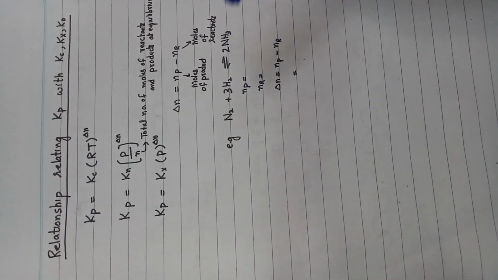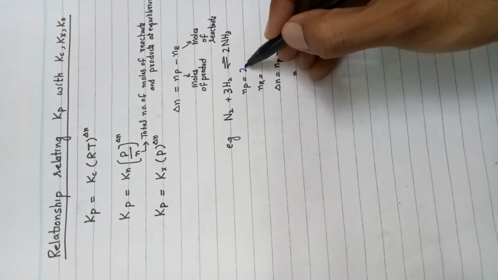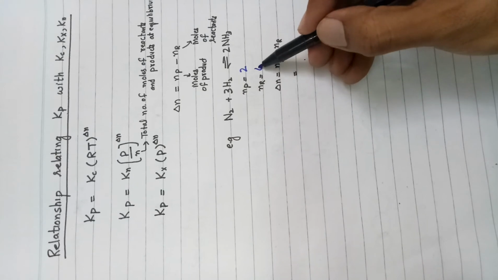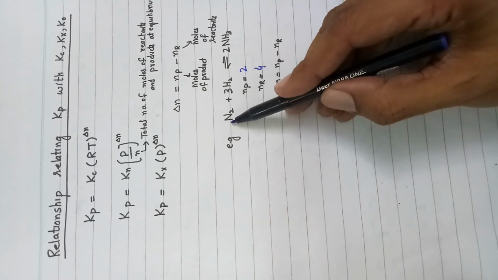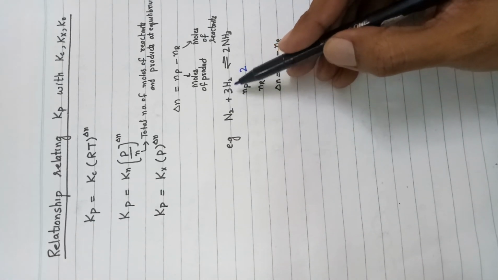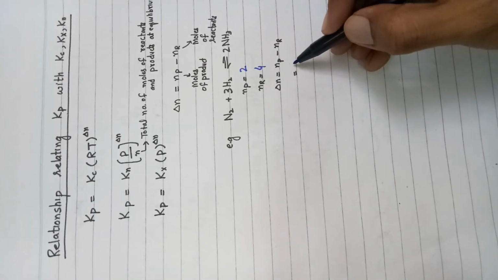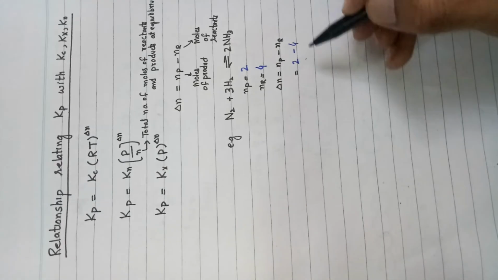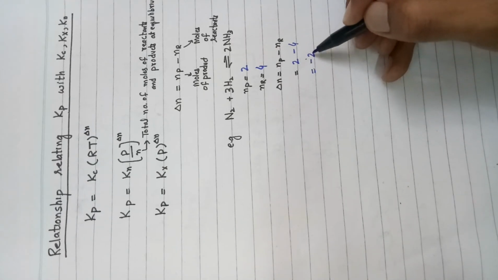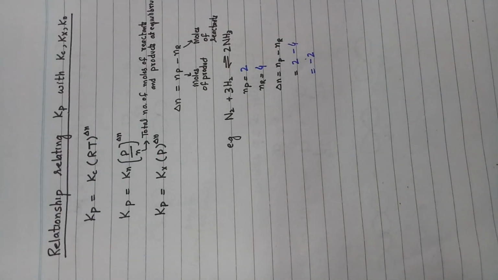Such as if we have this equation, in this equation there are 2 moles of the product and 4 moles of the reactant, 1 mole of the nitrogen and 3 moles of the hydrogen. If we want to find delta n, it will be equal to 2 minus 4, which is equal to minus 2. Delta n will vary from equation to equation. According to the equation, we will find delta n by subtracting the number of moles of the reactants from the number of moles of the products.